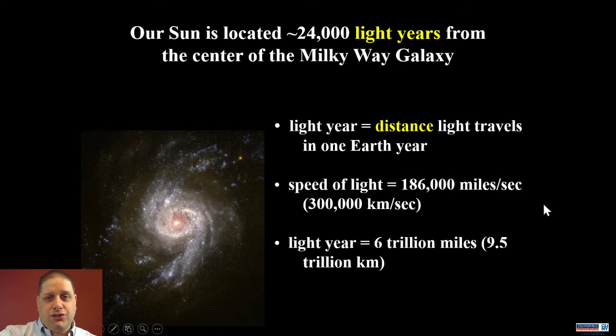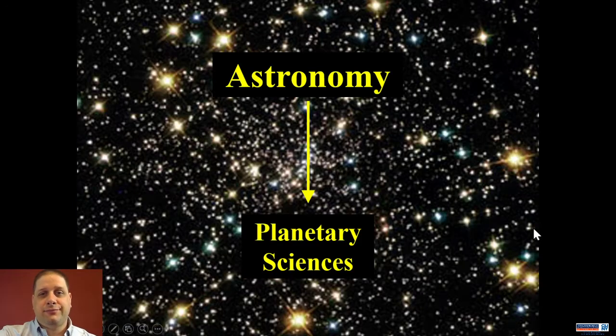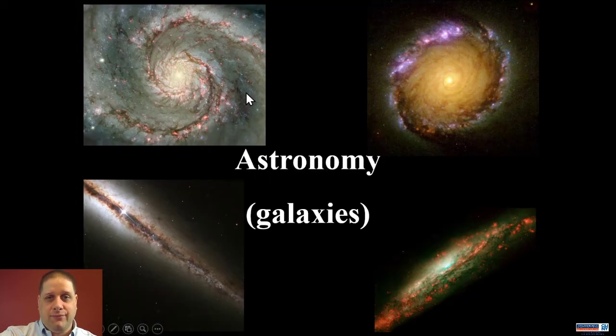1 light year equals 6 trillion miles, or 9.5 trillion kilometers, so close to 10 trillion kilometers. That's how far a beam of light will travel in a year. So the planetary sciences now, which includes the earth sciences, lunar geology, and comparative planetology, is a subfield of the science of astronomy.